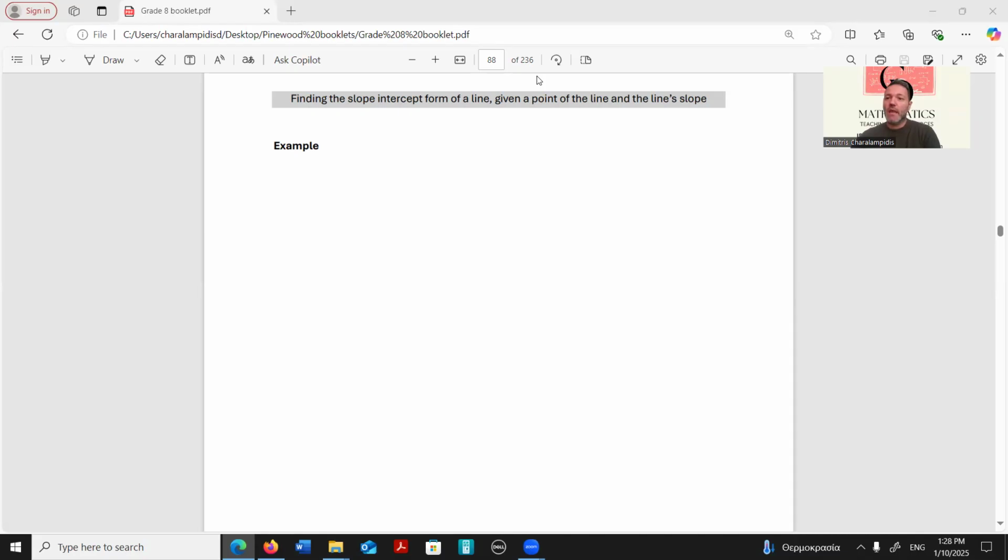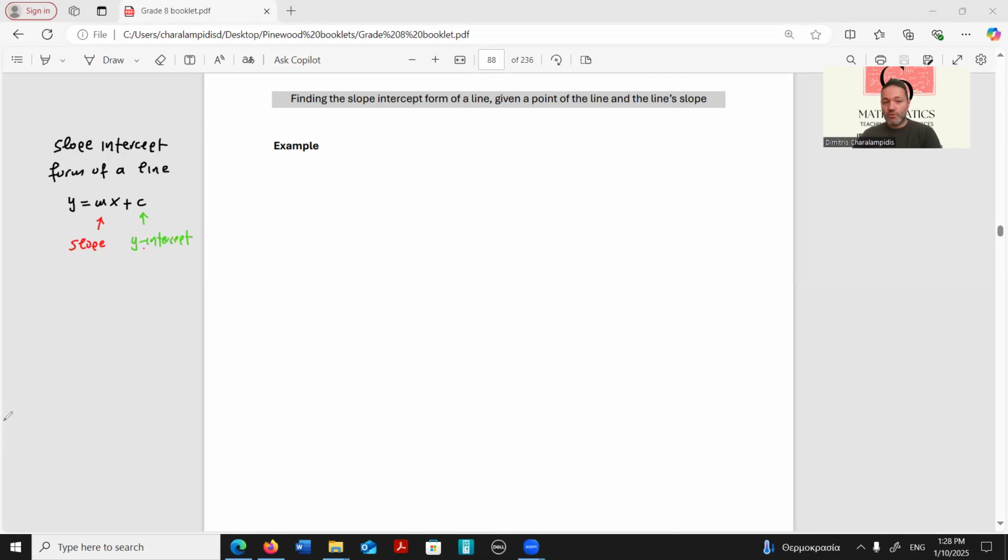But before we do that, let me quickly remind everyone what we are talking about. We know that the slope-intercept form of a line is the form y equals mx plus c. Why did we actually call this form slope-intercept form? Simply because m is the slope of the line, while c is the line's y-intercept.